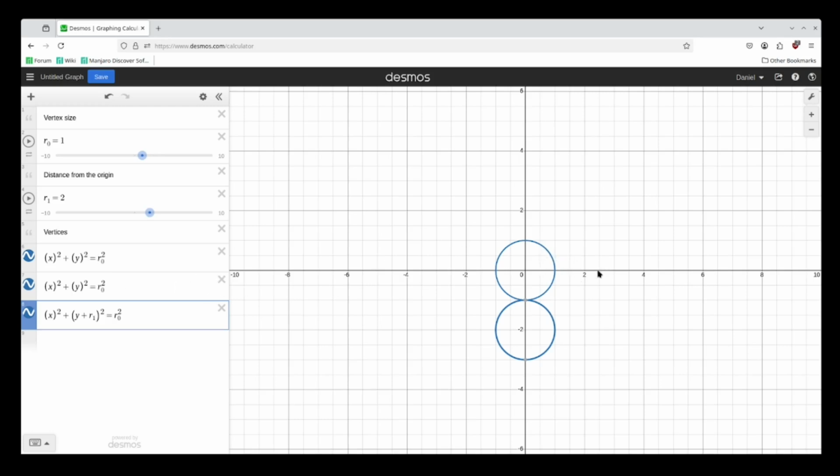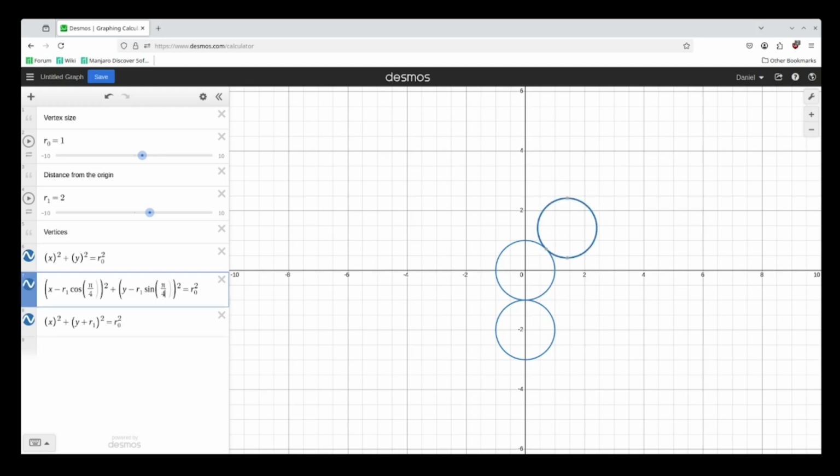And then this has to be 45 degrees from this line here. And so for that, we're going to go minus R1 cosine. This is 45 degrees. Pi gets you 180. Pi over 2 gets you 90. So this has to be pi over 4. This is minus R1 sine of pi over 4.